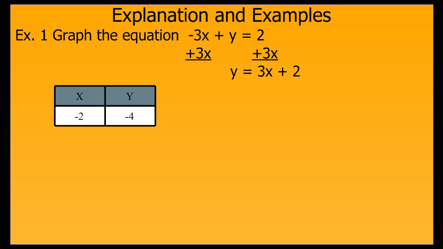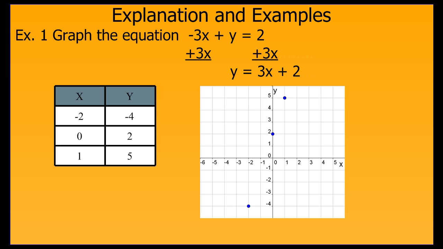Now we pick another value of x. I chose to pick 0. When we substitute in 0 for x, we get y equals 2. That's another ordered pair, 0, 2. You probably already know that we only need 2 points to determine our line exactly, but we like to pick at least one more to confirm that we've done everything correctly, so I'll choose 1 for x. Substituting 1 in for x gives us 5 for y. Now we plot our three ordered pairs on the coordinate plane: negative 2, negative 4; 0, 2; and 1, 5.